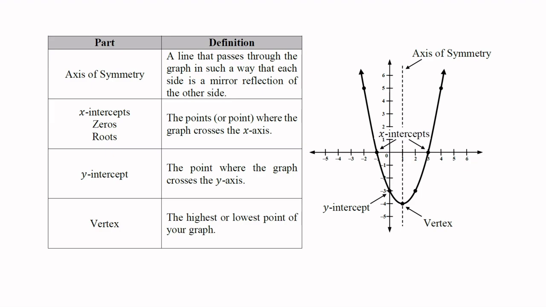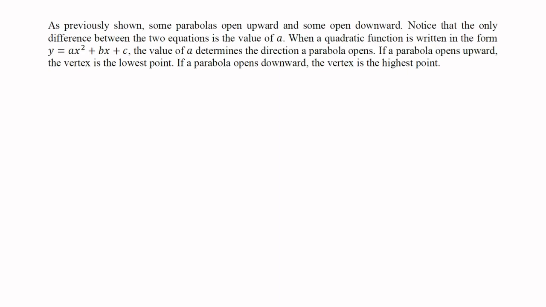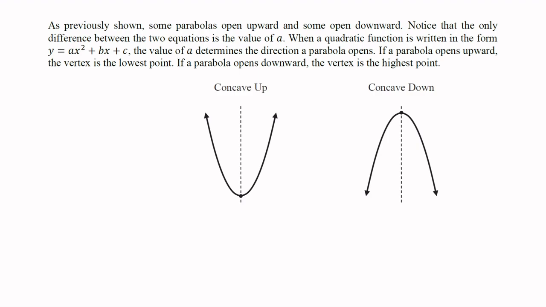If the graph is pointed upward, then you're going to have a low point. If it's pointing downward, then you're going to have a high point. As previously shown, some parabolas open upward and some open downward. Notice that the only difference between the two equations is the value of a. When a quadratic function is written in the form y equals ax squared plus bx plus c, the value of a determines the direction that a parabola opens. If a parabola opens upward, the vertex is the lowest point. If a parabola opens downward, the vertex is the highest point.